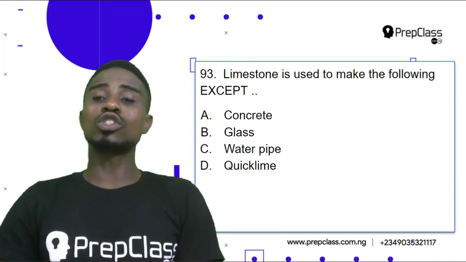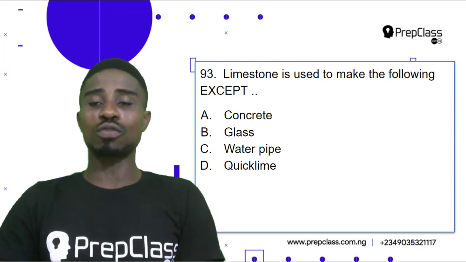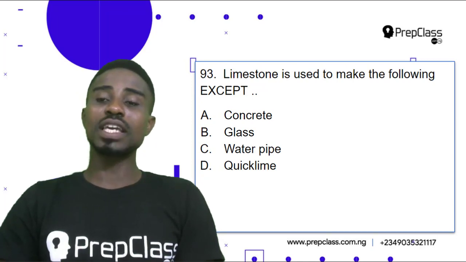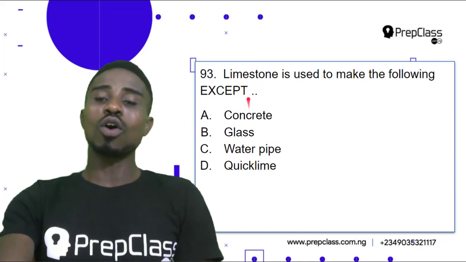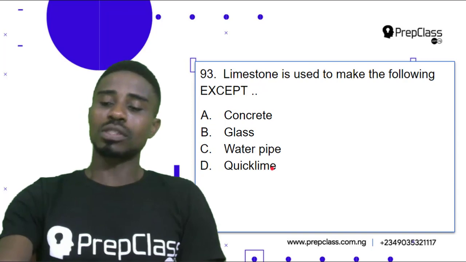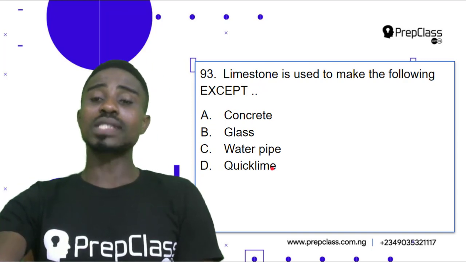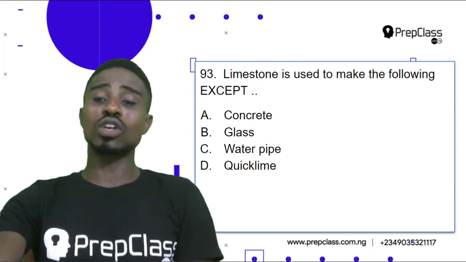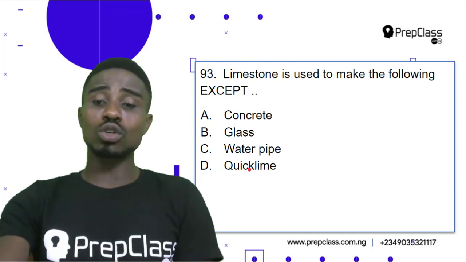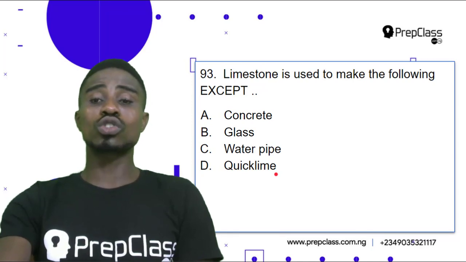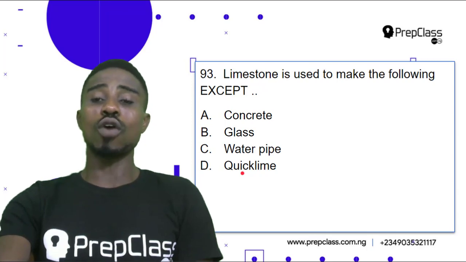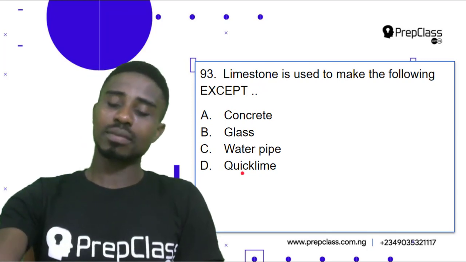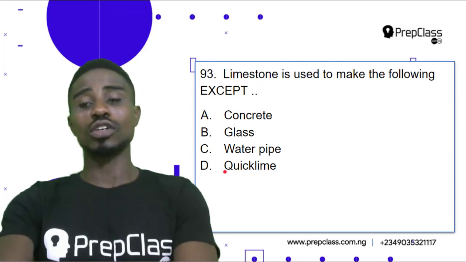It should have been limestone is used in making one of the following, and that would be quicklime. That would be our answer. But since this question was not properly phrased, we would not be selecting any answer. But we've come to the understanding of what limestone is used for. That limestone is used in making quicklime. It is also used in building, and it is also used in the production of cement. All right? Let's look at the next question.